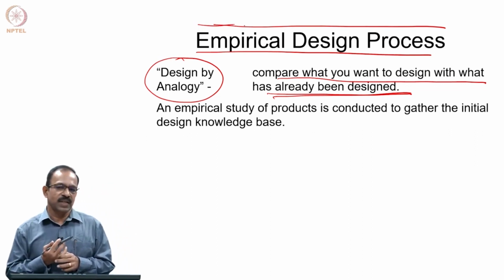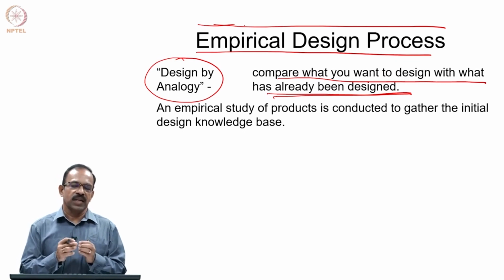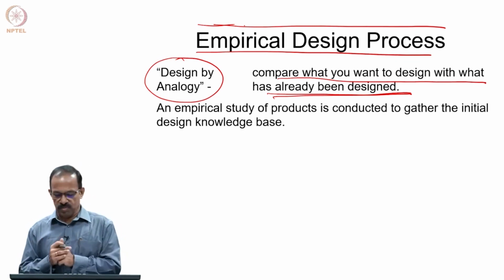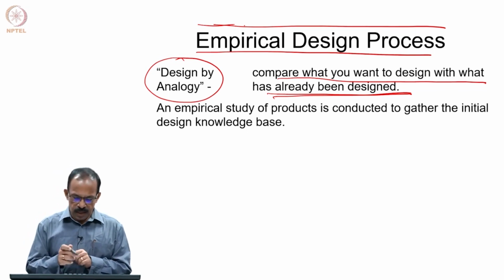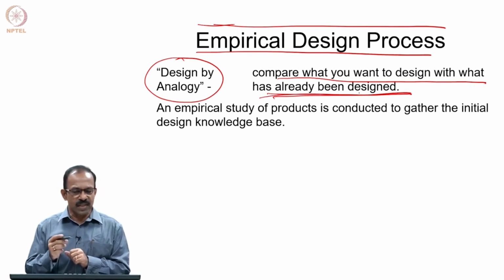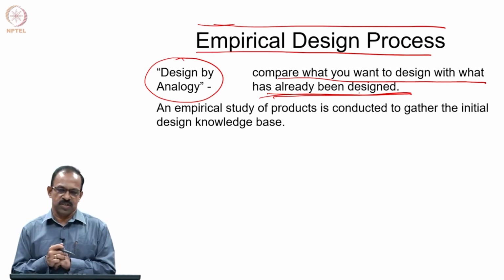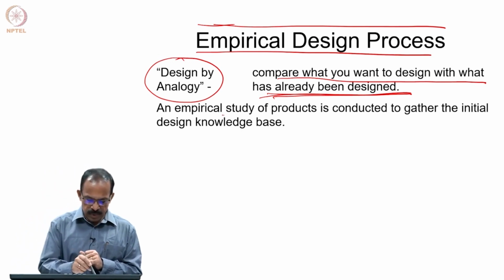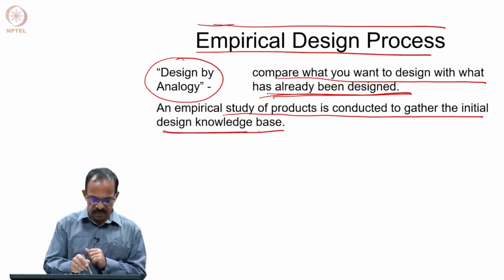Here we just look at the existing products and then see if something can be improved or modified to solve our problem. That is what the empirical design process is. So, look at what has already been designed and then see what is to be done in order to get a particular function or a particular need satisfied. Here, an empirical study of products is conducted to gather the initial design knowledge base.